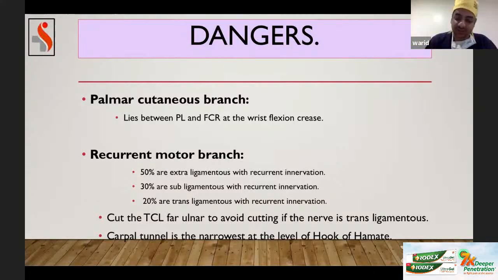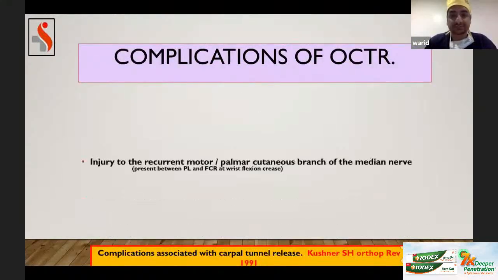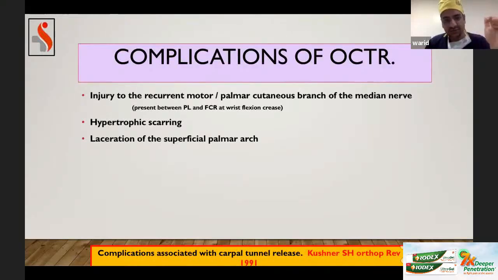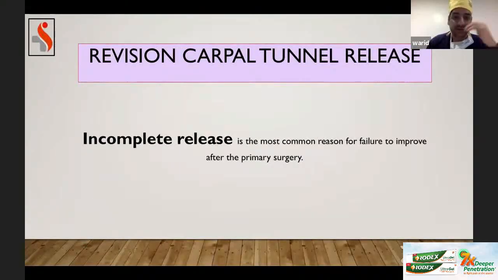and also the carpal tunnel is narrowest near the hook of the hamate. I told you about injury to the recurrent motor branch, palmar cutaneous branch. Hypertrophic scarring sometimes can give a lot of pain to the patients, pillar pain, what you call it, and then sometimes a laceration of the superficial palmar arch. If you go more distally, you may cut that, and there's torrential bleeding, which is very difficult to stop sometimes. Tendon adhesions, of course, surgical site infection. I showed you that, hematomas, stiffness, and other things.